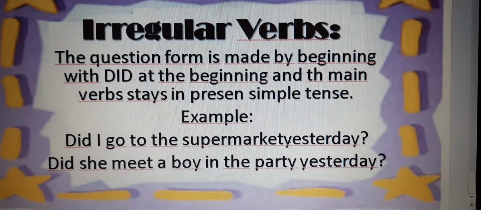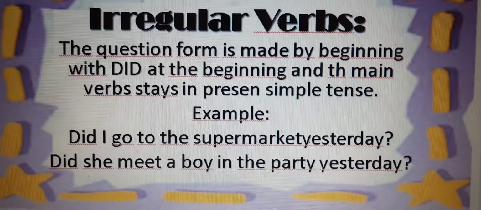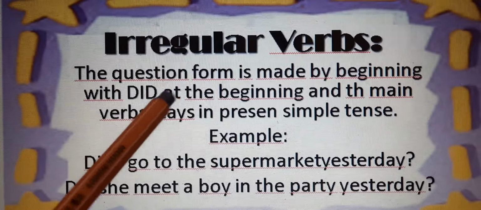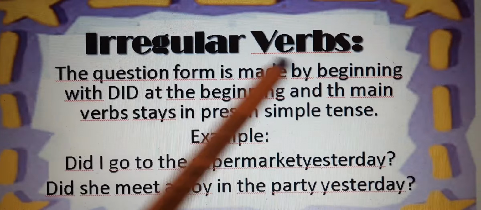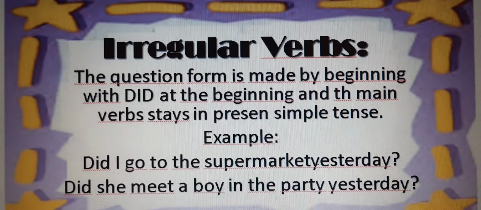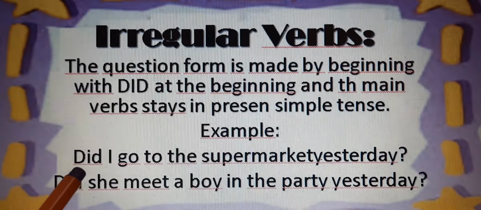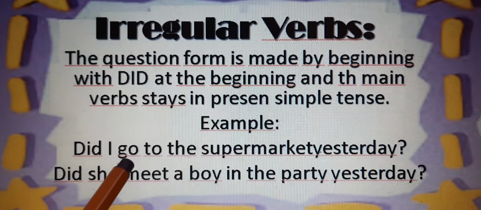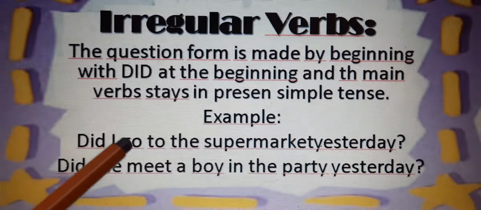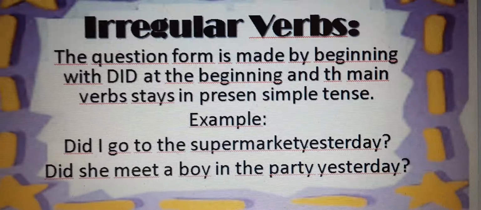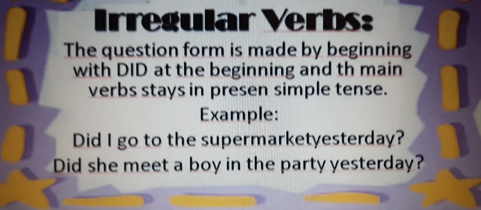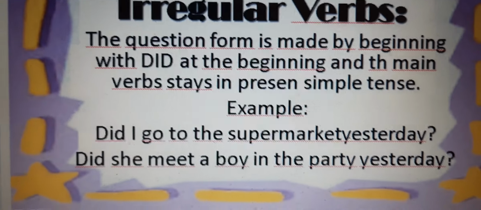And how are we going to make questions? The question form is made by beginning with did at the beginning. And the main verb stays in present simple tense. ¿Cómo yo voy a hacer la pregunta? Voy a comenzar con did. El verbo principal queda en su estado normal de presente simple. Did I go to the supermarket yesterday? Did she meet a boy in the party yesterday?